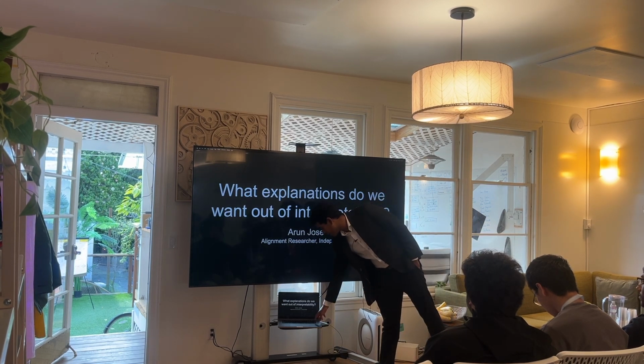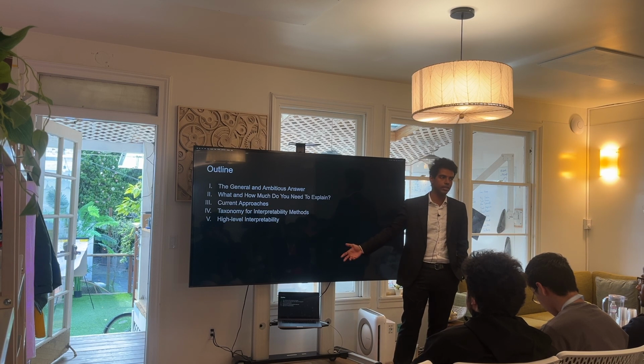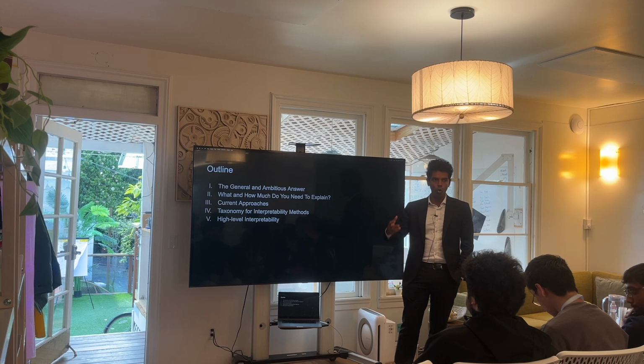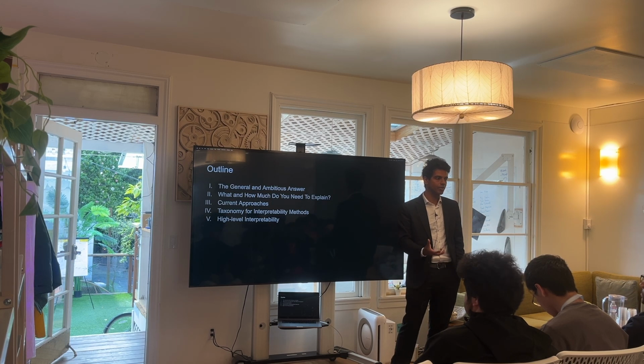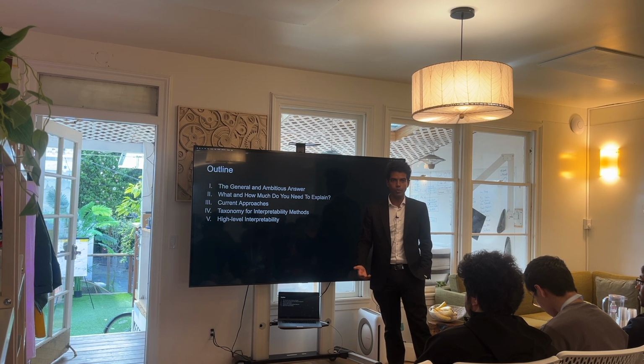Generally, the outline I cover will be this. I'll talk about what the general answer is to what we want out of interpretability, and then what specific components of a model we want to interpret, or would want to explain given our interpretability methods, if we don't want a fully ambitious answer. Or, in another frame, how much of our model do we need to explain?